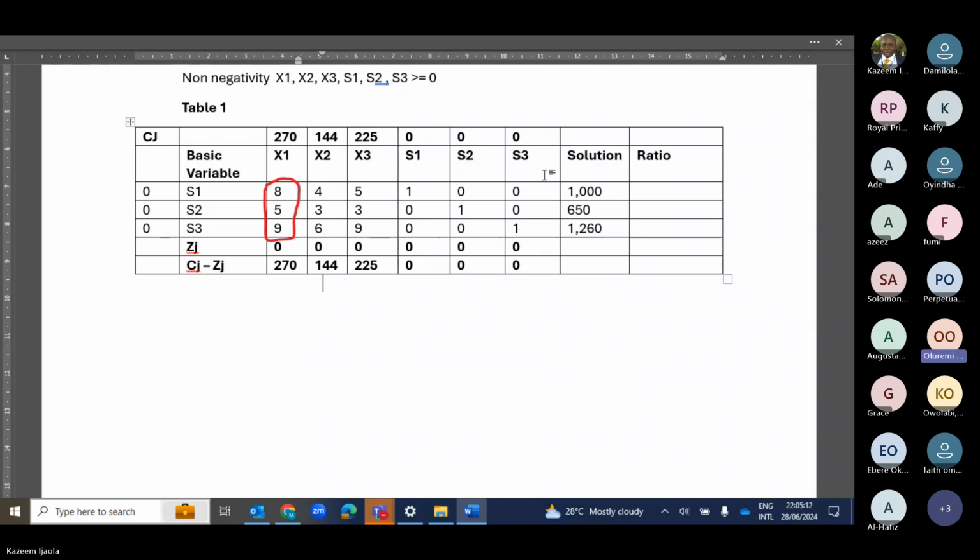We get the row to eliminate by dividing the solution column by the element on the highlighted column. So this one will be 1,000 divided by 8, the next 650 divided by 5, then 1260 divided by 9.